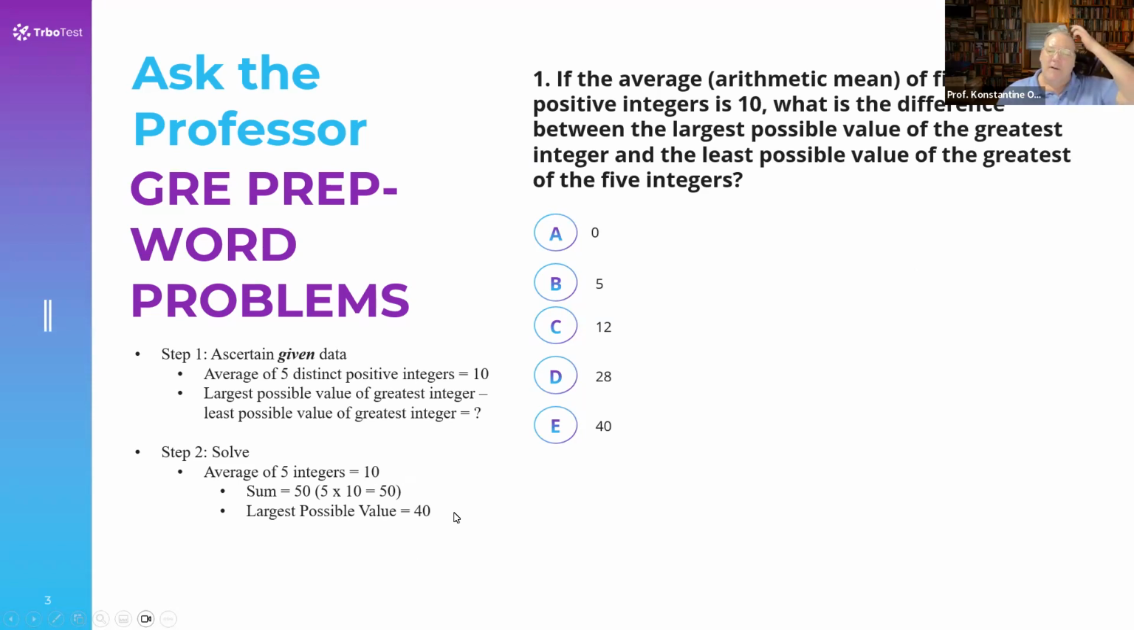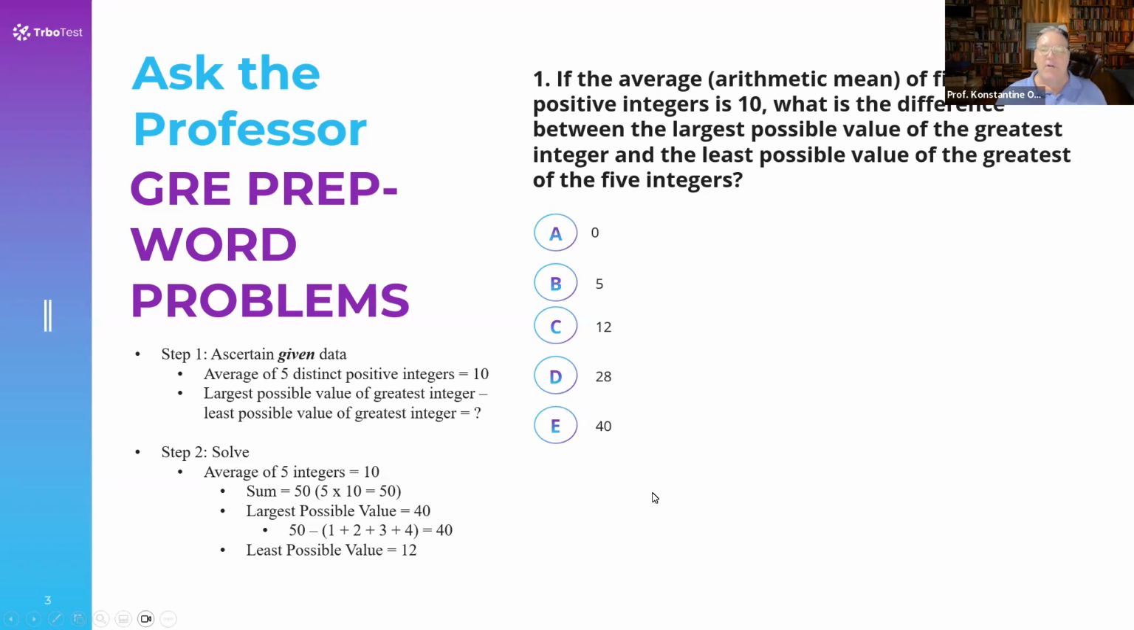However, we also know very quickly that the largest possible value cannot be 50. It can only be 40. To ascertain that, we simply take the 50, which is the total of 5 times 10, and we subtract the 4 lowest numbers possible. Well, the 4 lowest numbers possible are 1, 2, 3, and 4. We add those up, it equals 10. So we take the 10 from the 50, that tells us that the greatest number possible is going to be 40.